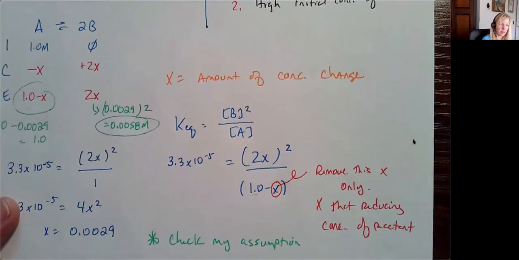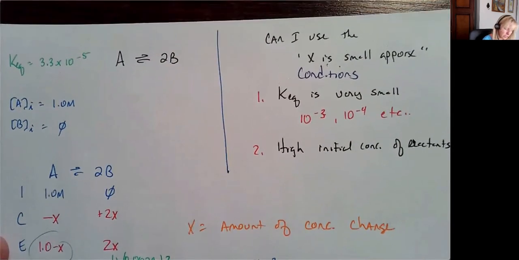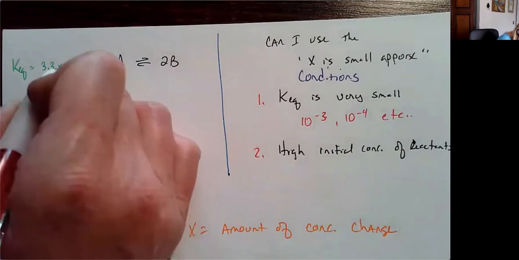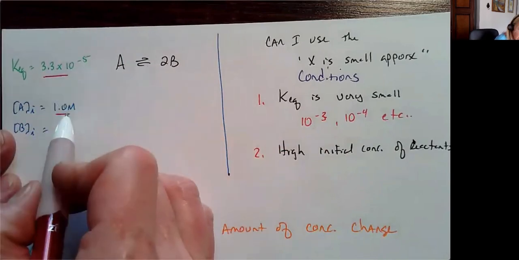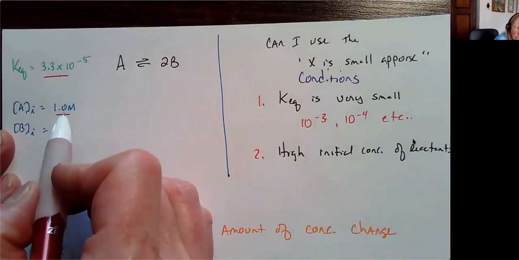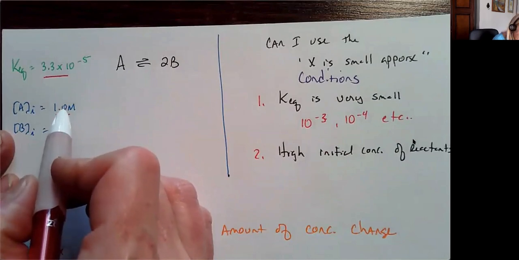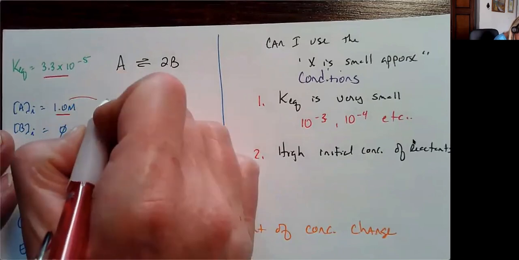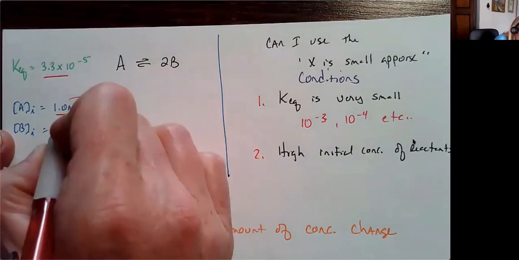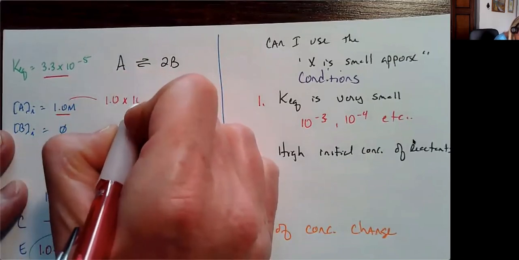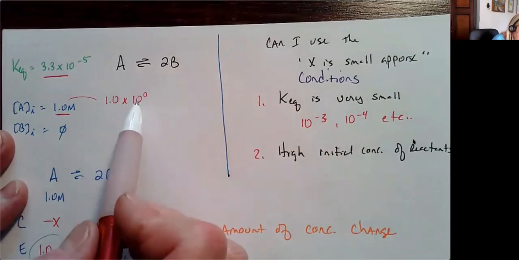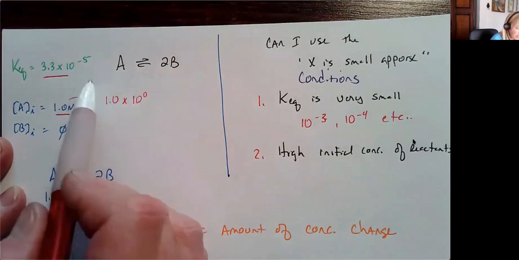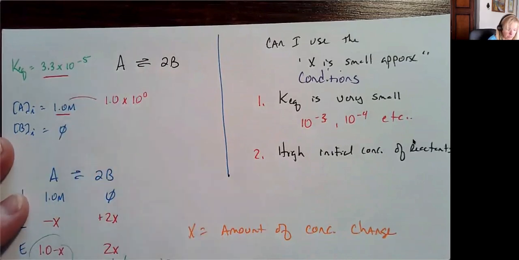As a rule of thumb, if I look at my initial concentration and my equilibrium value here, and if these are 10 to the third apart from each other, then my x is small approximation is going to work, meaning that if I wrote this in scientific notation, this would be 1.0 times 10 to the 0. And so 10 to the 0 and 10 to the 5th are more than 10 to the 3rd apart, so then I know my x is small approximation is going to be good.